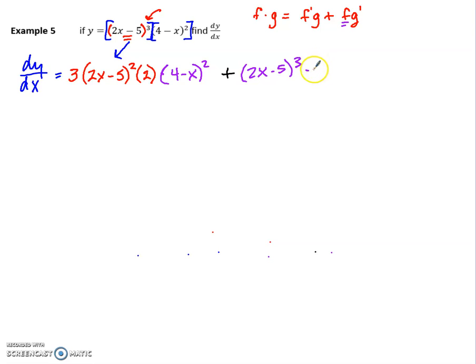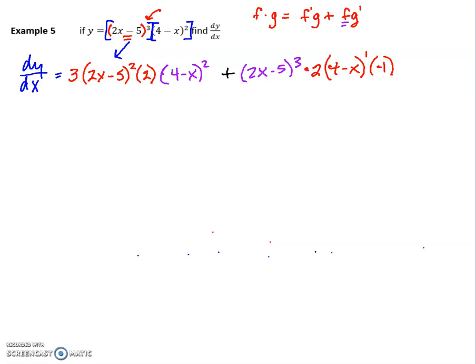So I'm going to bring the 2 out front. So this is times, it's a times 2. Everything inside stays the same. Take it down by a power. That's technically to the first. I don't need to write that, but I will to help. And then I do the derivative of what's inside, which is just negative 1. Okay, let's simplify.